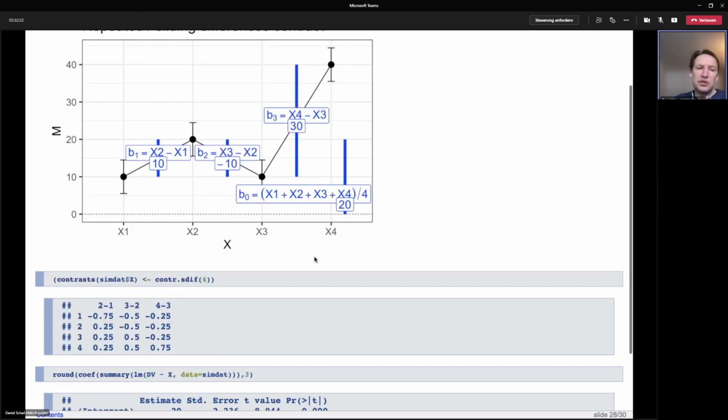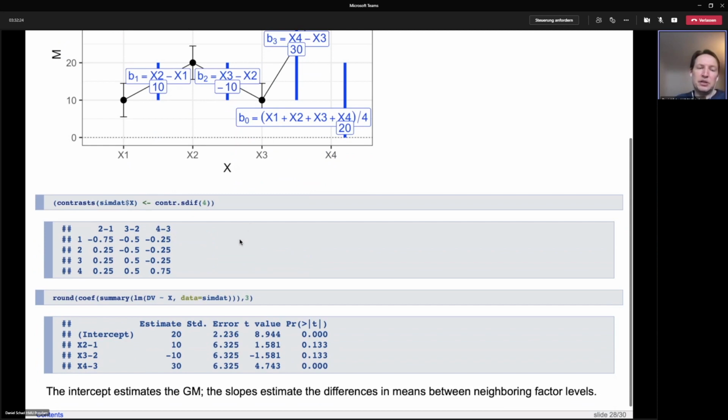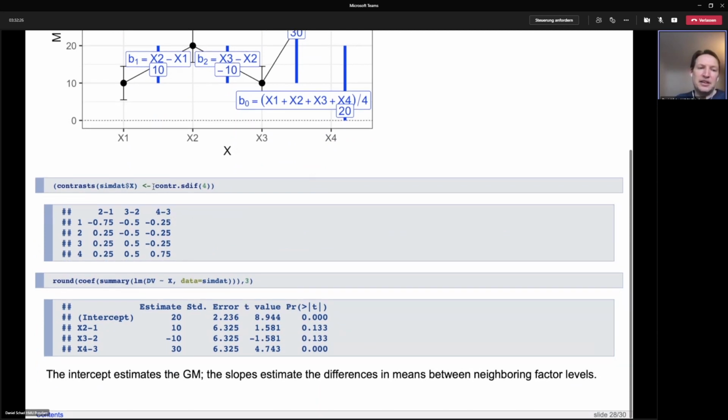So what does the contrast matrix for the simple difference contrast look like? We can use this function, contr.sdif. And we can see that this contrast matrix looks quite complicated: -0.75, -0.5, -0.25, 0.25. So this is a rather complicated, not very intuitive matrix, and it's not entirely clear from it what is actually tested.